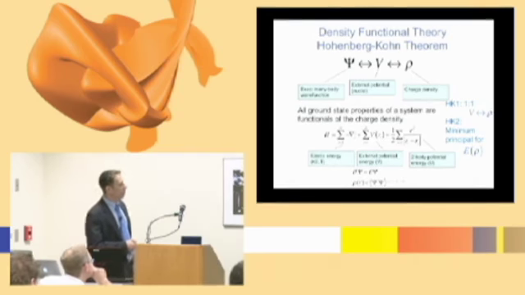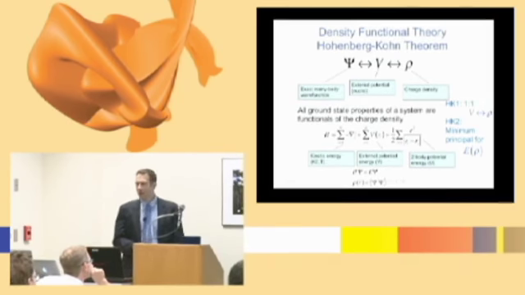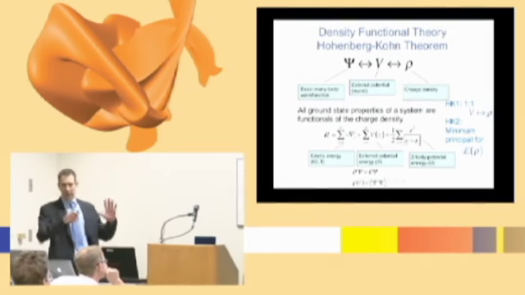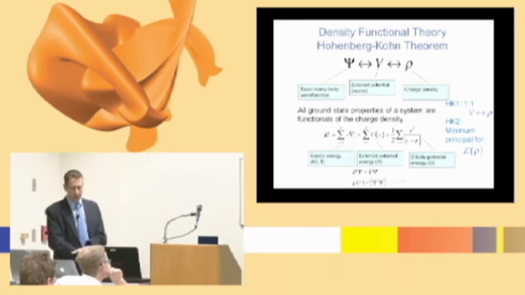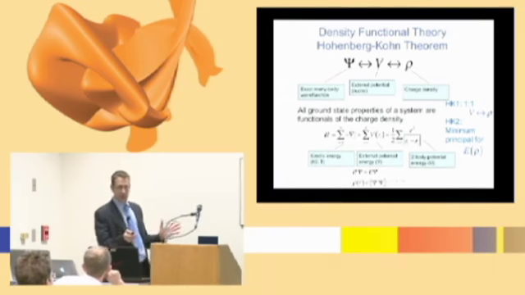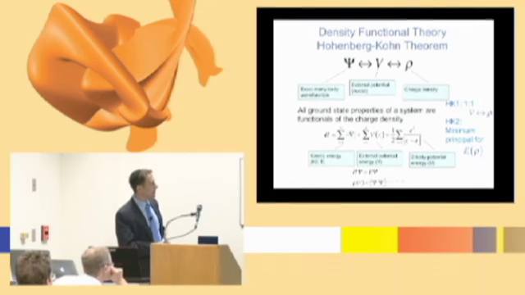The second Hohenberg-Kohn theorem is that there's a minimum principle for the total energy as a function of the density. So in principle, if you just vary this three-dimensional charge density until the energy is at its lowest, then that would be the correct ground state density and the correct energy for that system.